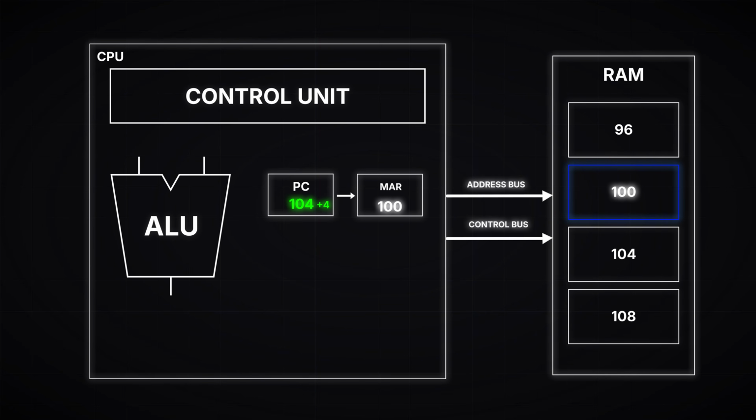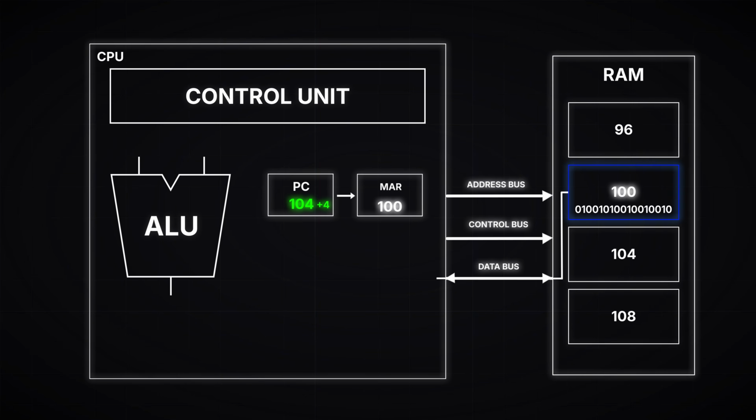Memory receives both signals, looks up address 100 and finds the instruction sitting there. 32 bits, just a sequence of ones and zeros. Memory places that instruction onto the data bus, a third set of wires. Unlike the address bus, the data bus goes both directions. It carries data from memory to CPU when reading, like in our case, and from CPU to memory when writing.